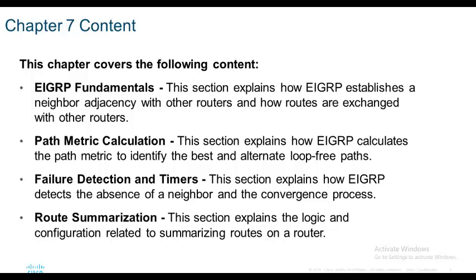In the path metric calculation section, we are going to see how the advertised distance and the lowest feasible distance contribute in identifying the best path, which is also a loop-free path. So not only the primary path, even the backup path is also checked thoroughly so that there won't be a loop. We call it the feasibility condition.